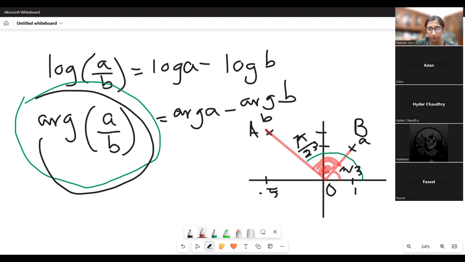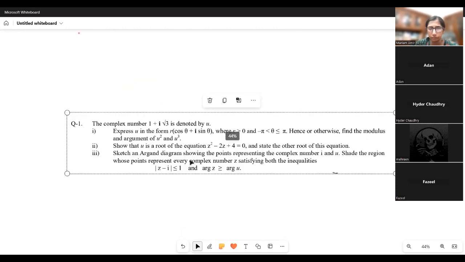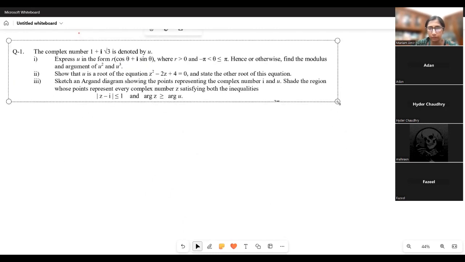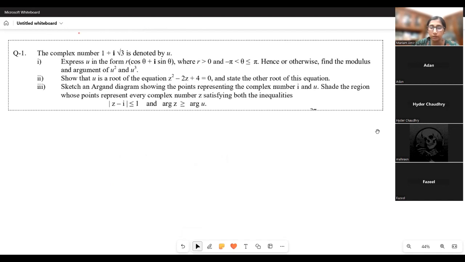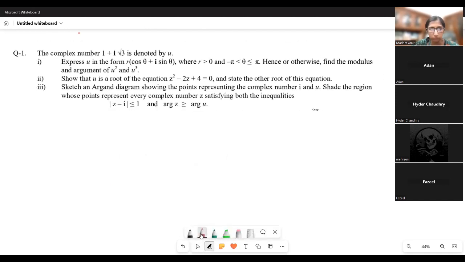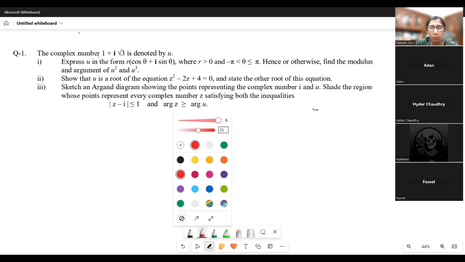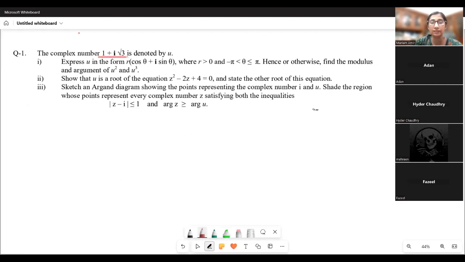On Friday. So anyway, let's just take a look at the first question of the worksheet. The complex number 1 plus iota under root 3 is denoted by U. Let me write that down. U equals 1 plus iota under root 3. Express U in polar form or modulus argument form.